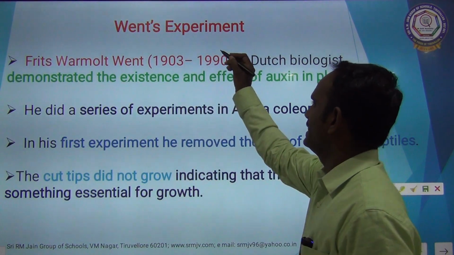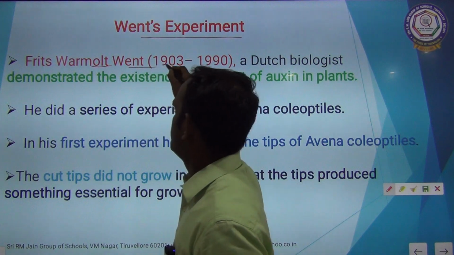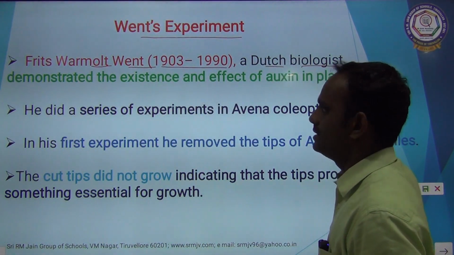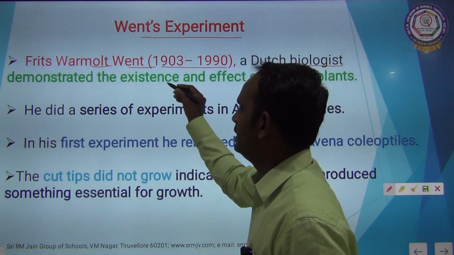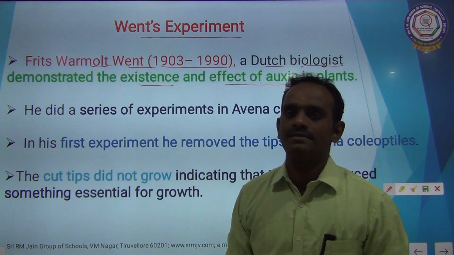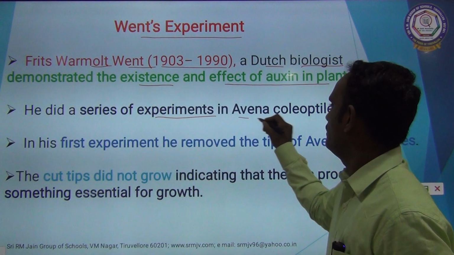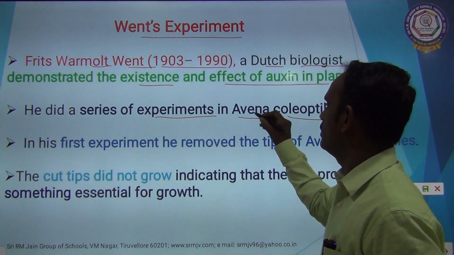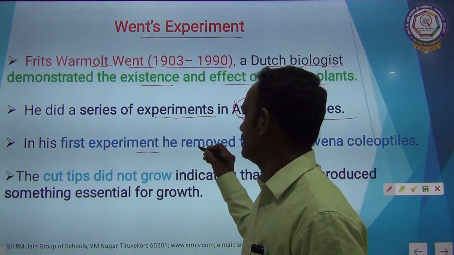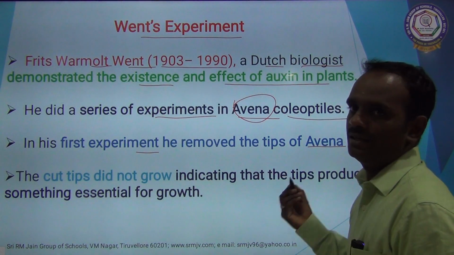Here, Went's experiment. Frits Warmolt Went, a Dutch biologist, from 1903 to 1990, demonstrated the existence and effect of auxins in plants. He did a series of experiments on Avena coleoptiles. Avena is nothing but a plant. In his first experiment, he removed the tip of the Avena coleoptile.